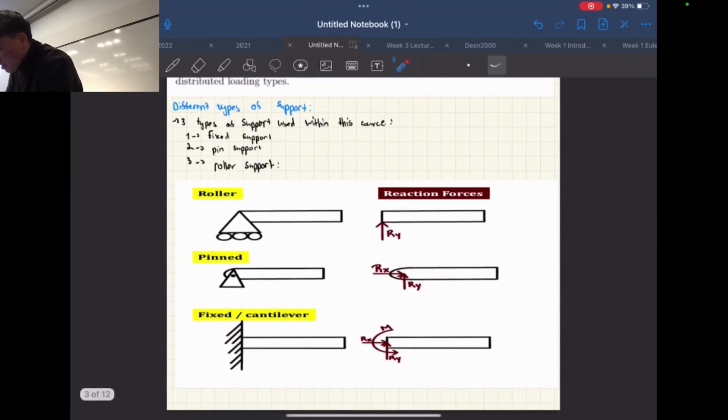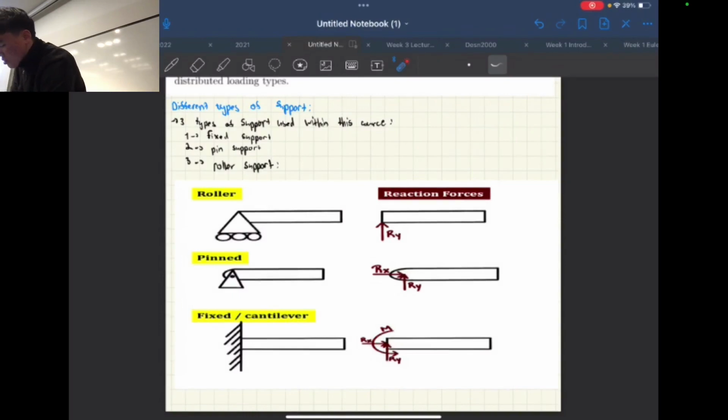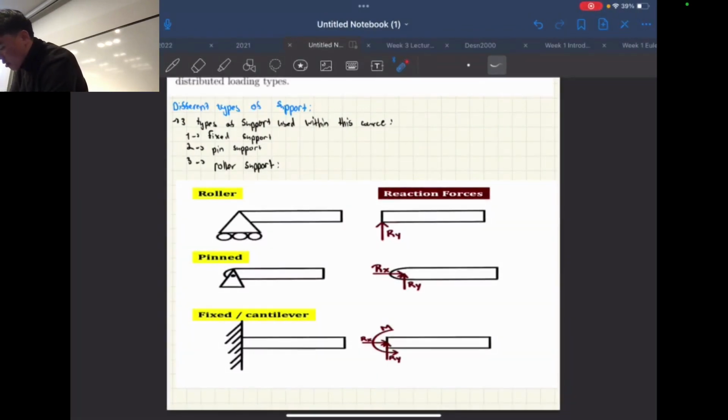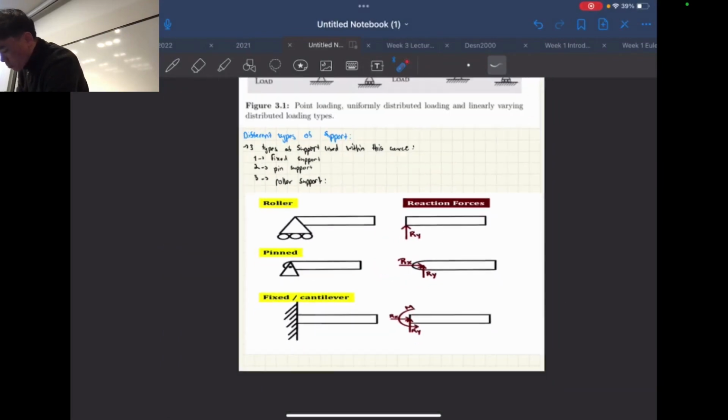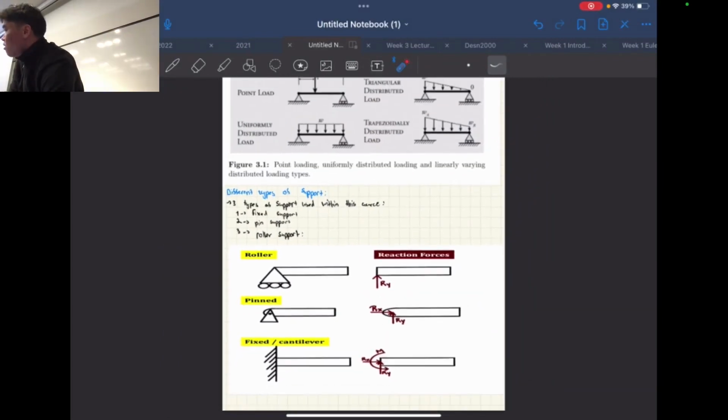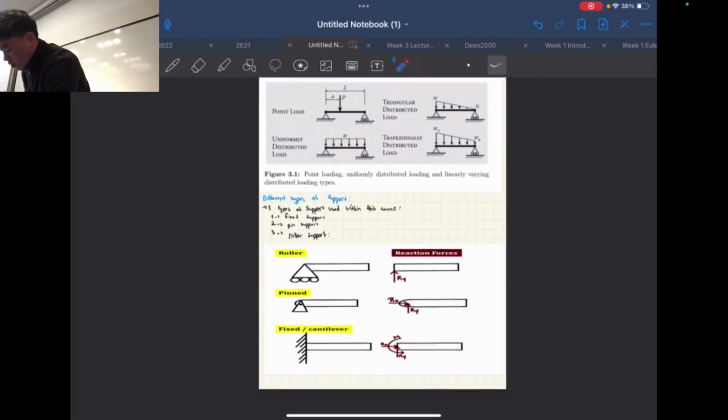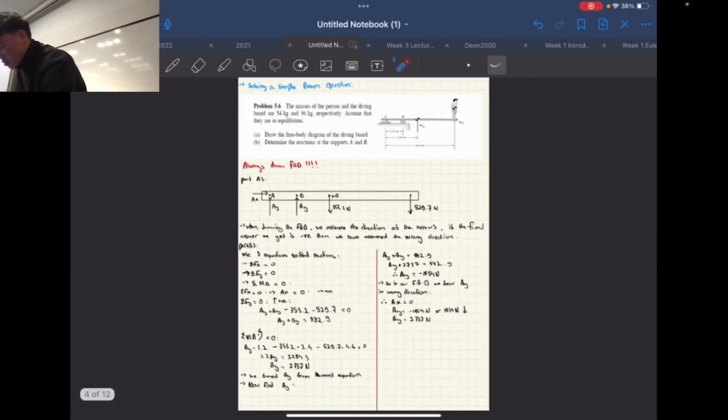Roller support has one reaction force, which is going up vertical. Pin support has two reactions, horizontal and vertical, and fixed has three: moment, horizontal and vertical as well. Any questions so far? Alright, let's move into one example then.